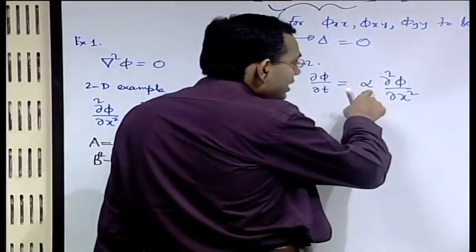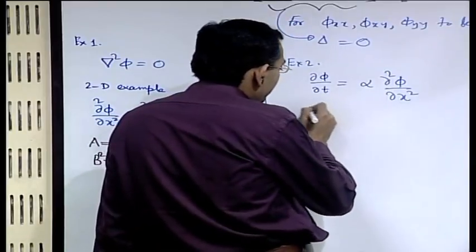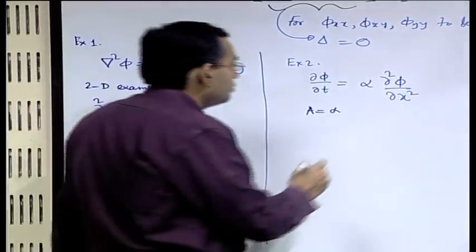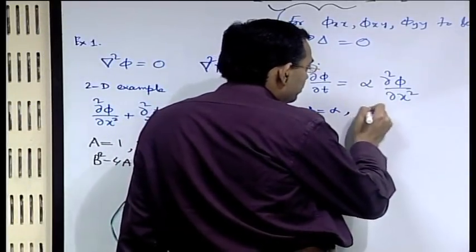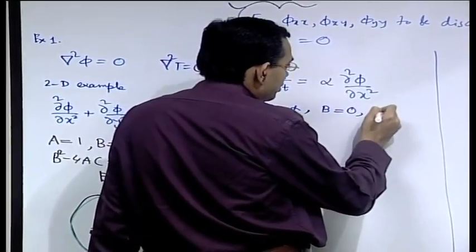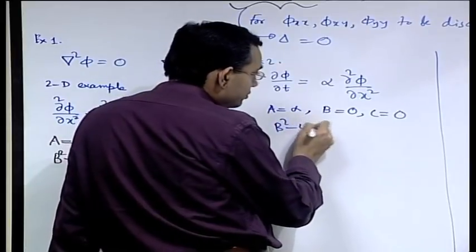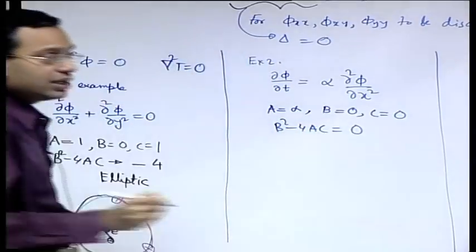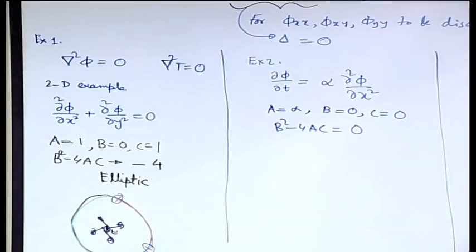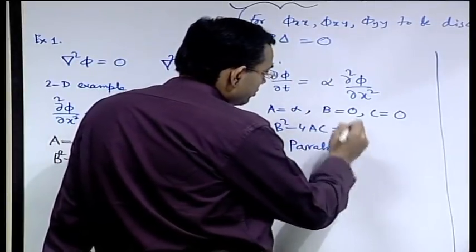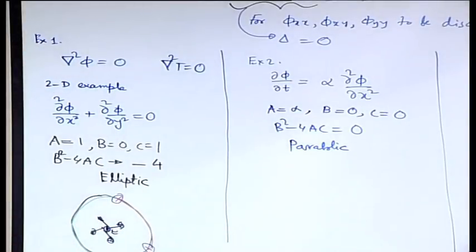So let us try to understand what are the features of this partial differential equation. Here only the highest order derivative will matter. So A is equal to alpha, B is equal to 0, C is equal to 0. So B square minus 4AC equal to 0. So it has only one real characteristic, that means it is parabolic. Again the question comes, so what? So what does it physically signify?